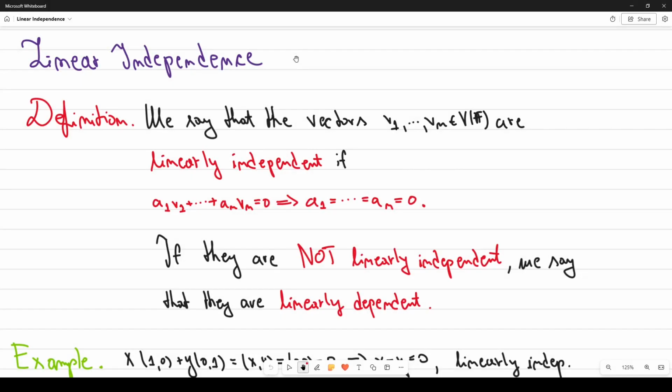Moving on to linear independence, we say that the vectors v1 to vn from our vector space V over F are linearly independent if the following holds. If I try to express the 0 vector as a linear combination of the given vectors, then the only way to achieve that is by setting all the scalars equal to 0. So that's what it means for vectors to be linearly independent. If they are not linearly independent, we say that they are linearly dependent.